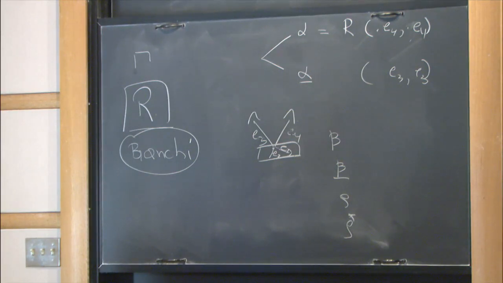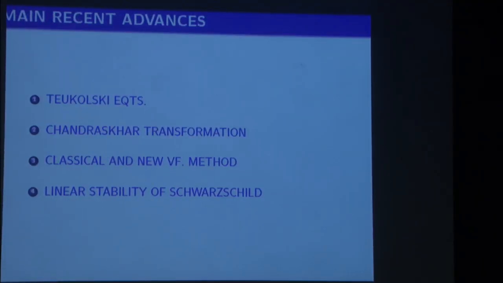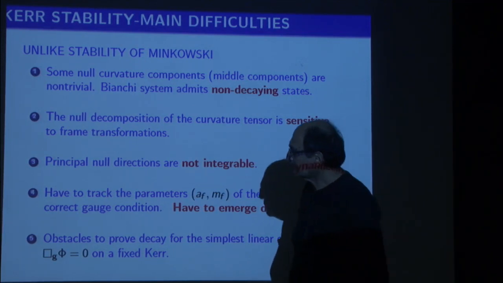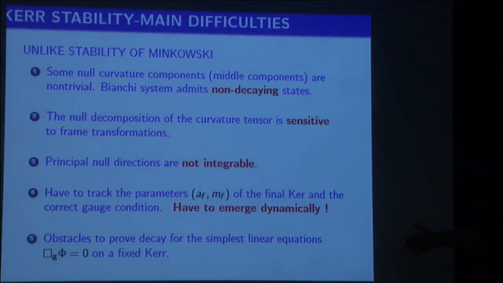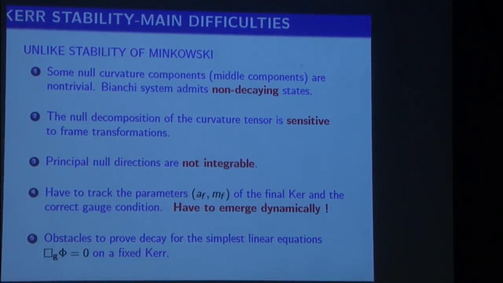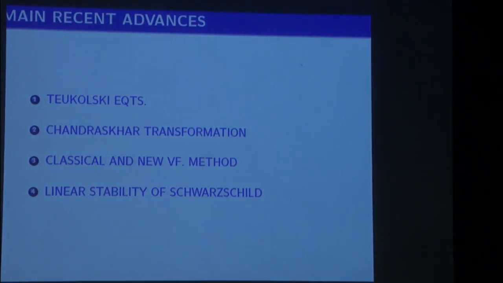Finally, there is another major problem, which is that there are obstacles to proving decay even for the simplest equations, like the wave equation in Kerr. We discussed a lot how these things can be handled. All the difficulties, and there are many, which 15 years ago looked really fundamental, are now understood based on a new version of the vector field method, and something else which we discussed a little bit last time.